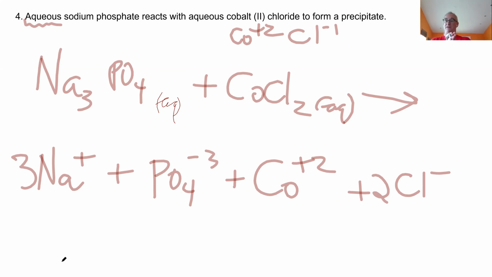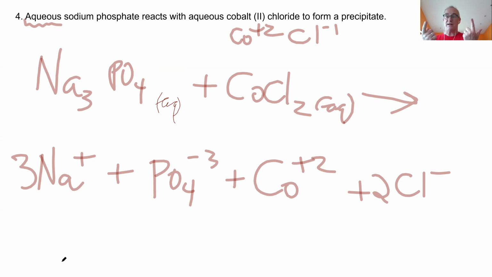Right. So now in my solution, I've got 3 sodium ions, 1 phosphate, 1 cobalt, and 2 chloride ions. So let's figure out what our precipitate is going to be. We have a couple of different options. We know it's not going to be sodium and phosphate because that's soluble. We know it's not going to be cobalt and chloride because that's soluble. And we pretty much know it's not going to be sodium and chloride, because that's sodium chloride, and we know that's super soluble.